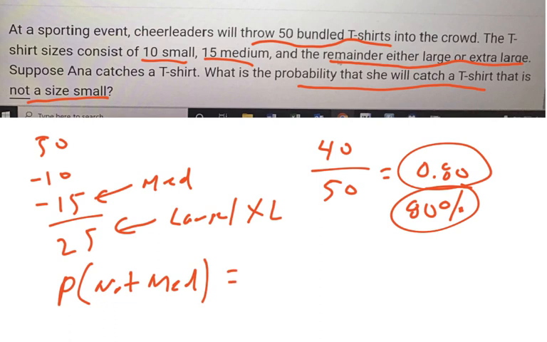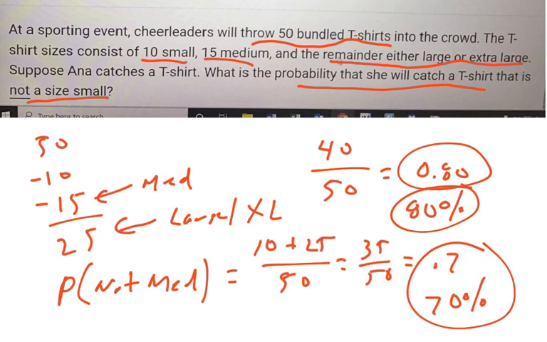I'm going to pause the video. I want you to pause the video and figure that out. So, hopefully, you came up with 70% or simply 0.7. Why? Because if we don't want medium, we want either the 10 small or the 25 that are large or extra large, right? And there's our answer.